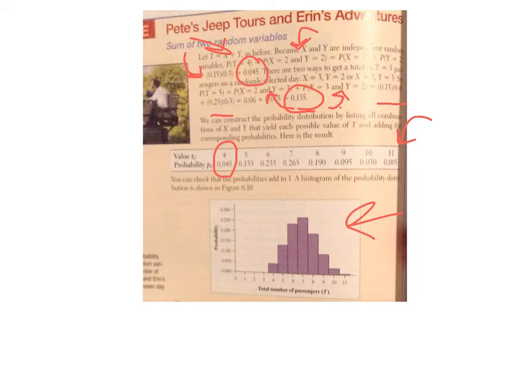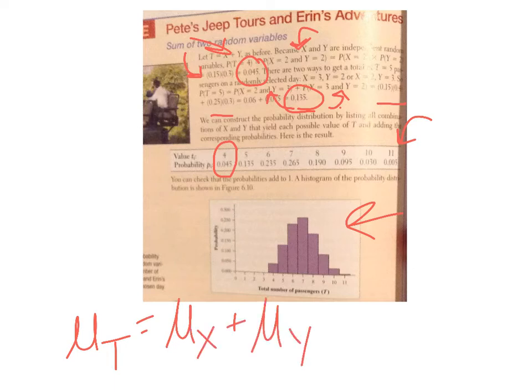Okay, and so let's look at what this is going to do to our mean. Once I've found my probability distribution, if I want to determine the mean of t, the mean of t is going to be the mean of x plus the mean of y, which was given to us earlier, 3.75 plus 3.1, which is going to give me 3.85, which means combined they have an average of 3.85 passengers on any randomly selected day.